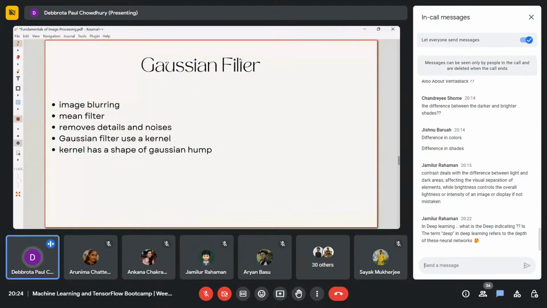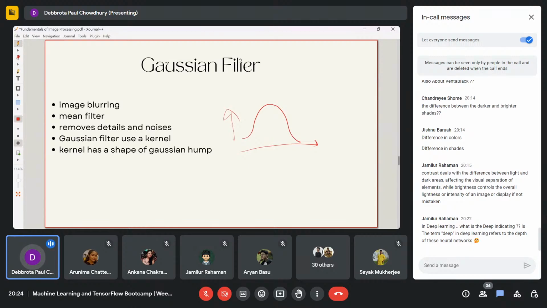Another kind of filter is the Gaussian filter. This is very famous. Gaussian, you know, from maths. We use this filter for image blurring. It also removes the details. If too many details are there in your image, it removes the details and noise. It actually blurs the image.